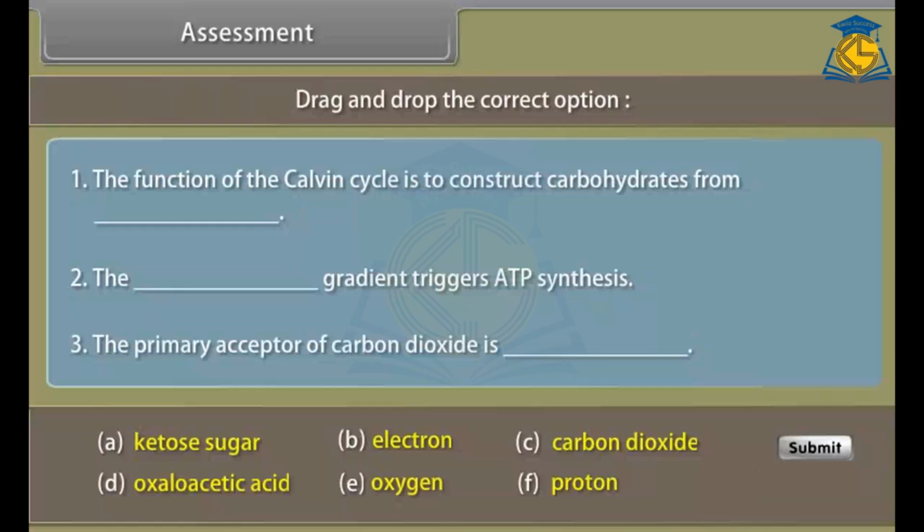Assessment. Before proceeding further, let us know how much you have learned. Drag and drop the correct option. Mechanism of C4 pathway.